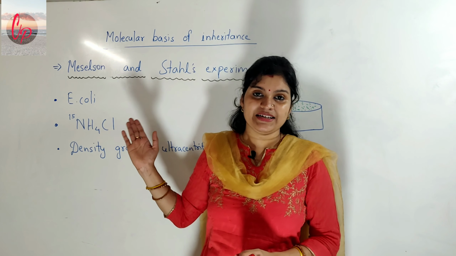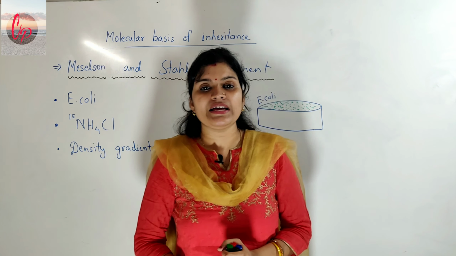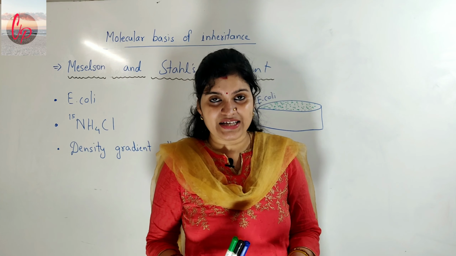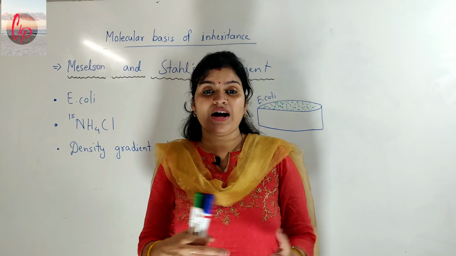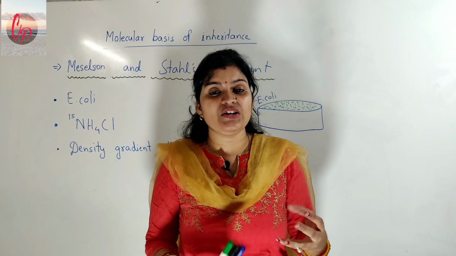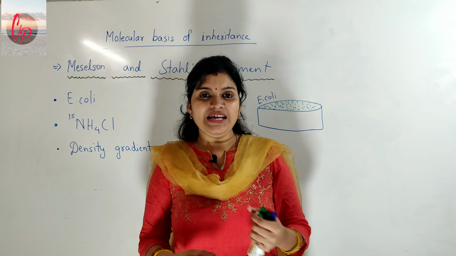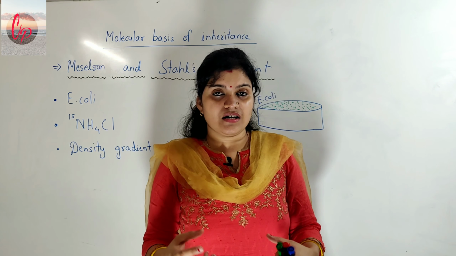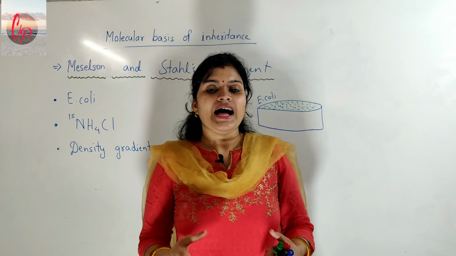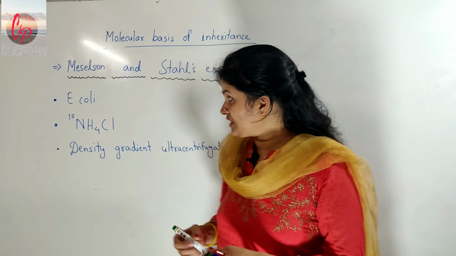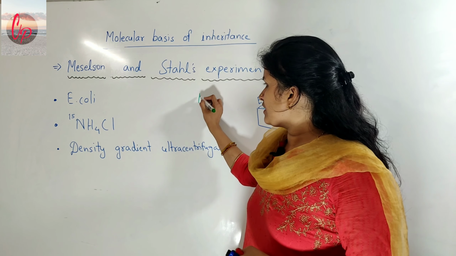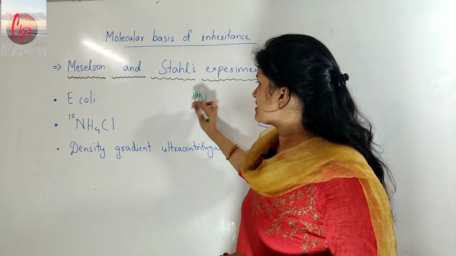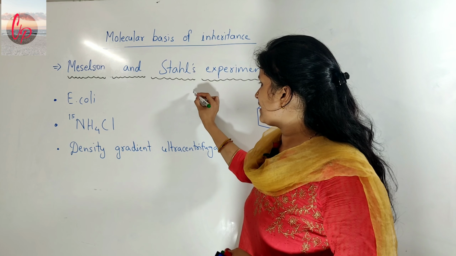they used one bacteria, which was E. coli. And as you know, the growth rate of the bacteria E. coli is very high. It divides and multiplies at a very fast rate, and it simply uses nitrogen as its nutrient, as its growth molecule, and the nitrogen which is generally used is N14 by the E.